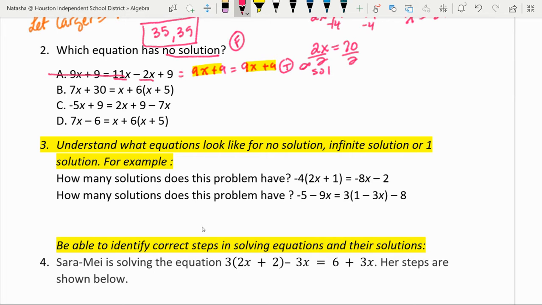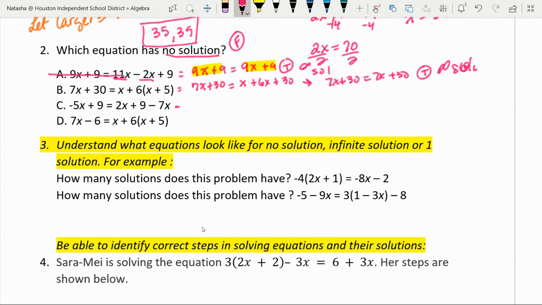Okay, letter B. So I'm going to distribute here again. So this is going to be 7x plus 30 is equal to, now I need to distribute that 6. So that's going to be x plus 6x, and then 6 times 5 is going to give me 30. Okay, I need to combine like terms. So this is going to become 7x plus 30 is equal to 7x plus 30. Again, same equation. So this is true. So we have infinite solutions. If our answer is true, if it's the same equation, it's going to be infinite solutions.